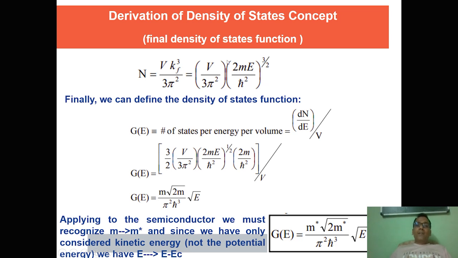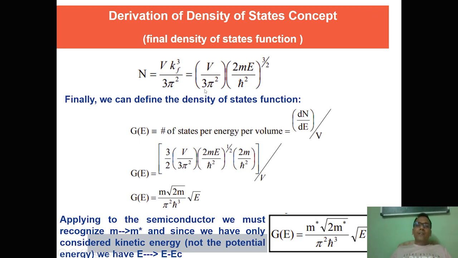Now the final calculation of the density of states function. So this N in terms of E we have calculated in the last slide, and this density of states is finally defined and represented by G(E). This is the states per energy per volume. So that is equivalent to the differentiation dN/dE upon the total volume. So we have this value of N. We can take the differentiation with respect to E.